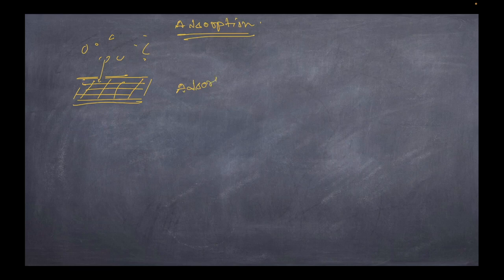Adsorption process basically means that gas molecules adsorb or interact with a solid surface. Let's say we have a solid surface here, and here are some gas molecules. The gas molecules interact or adsorb on the solid surface. In this case the solid surface is called the adsorbent, and the gaseous molecules are called the adsorbate.